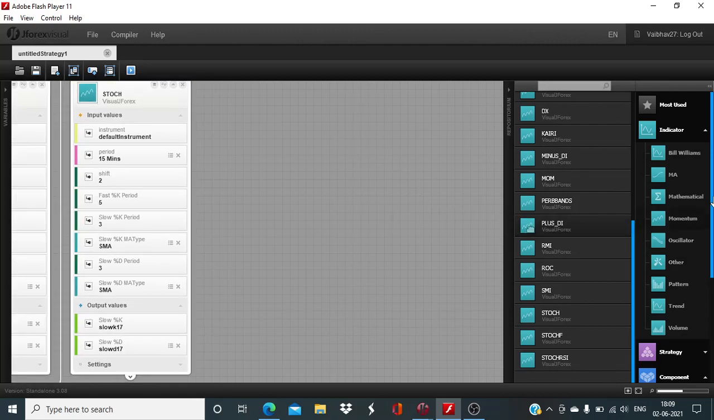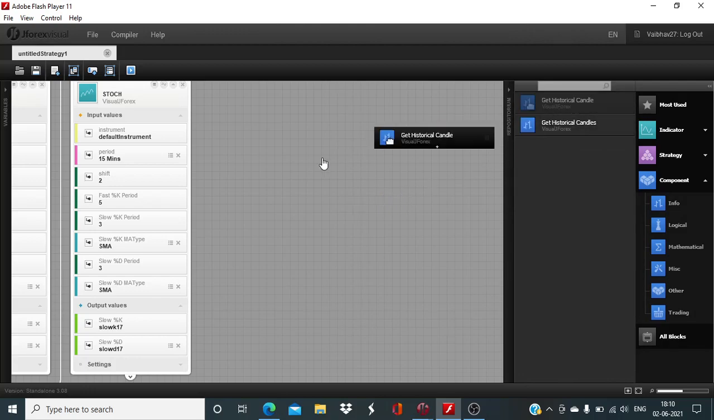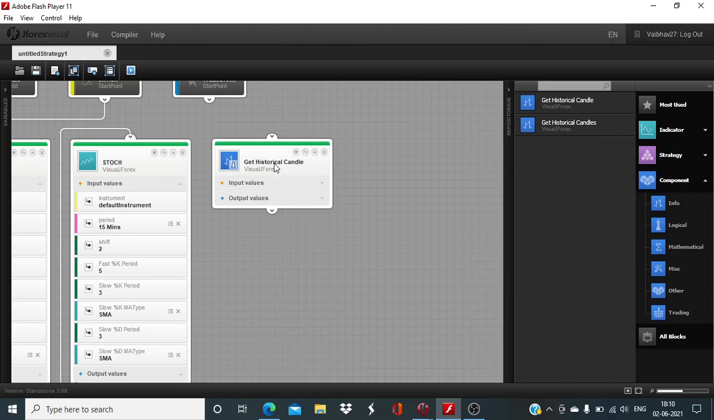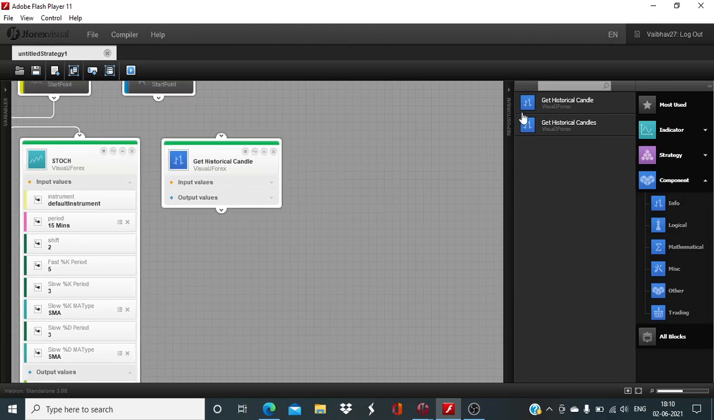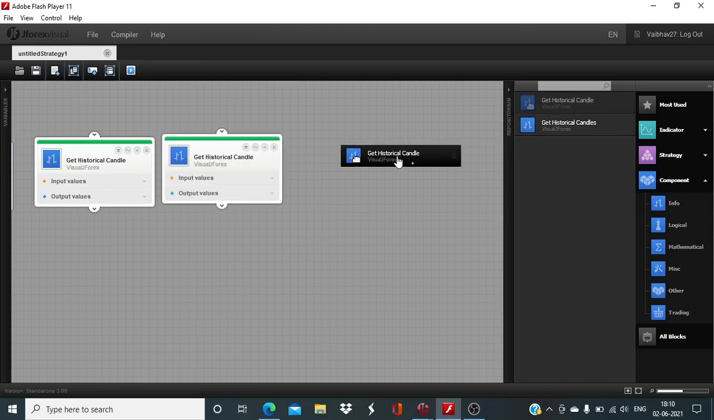and after that we will also need to retrieve the price action data, for which we are going to use the info component. Get historical candle. One will be of 4 hours, another will be of 15 minutes, and two blocks will be of 10 seconds each.